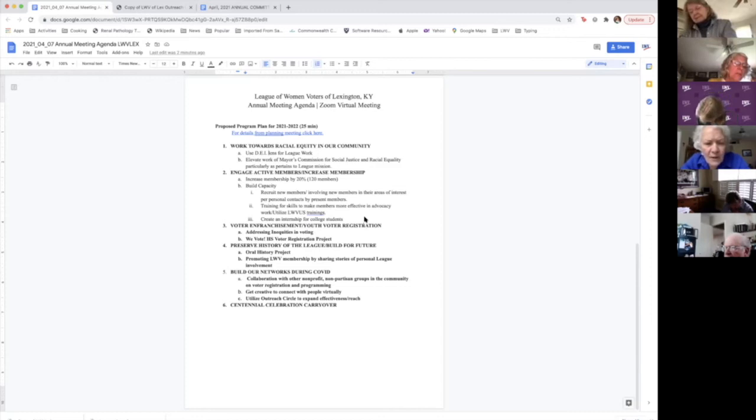Number 3 is voter enfranchisement and the youth voter registration. TIP has been working really hard on that enfranchisement, along with a number of other people. And we're always trying to look at the inequities in voting and encourage people and get as many people registered as possible. Mark Scar is going to be working again on the high school voter registration, hopefully in person in the fall.